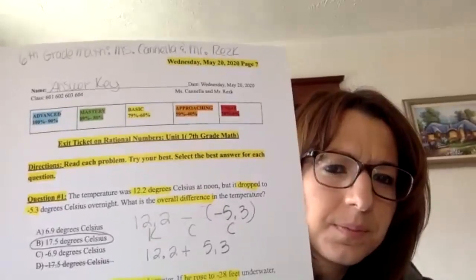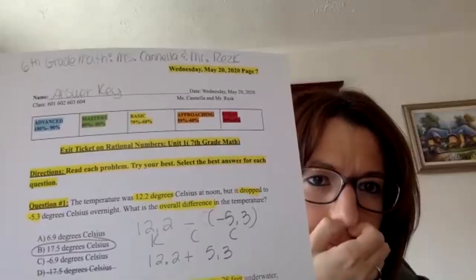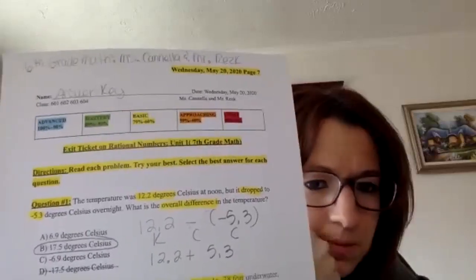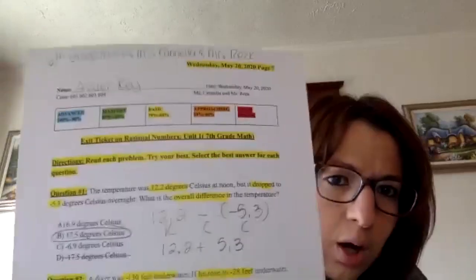I disagree because I don't know if I'm wrong or not because I just got here. But if it was to drop, it can't be 17.5 because it went over. If it dropped, but then it says here, what is the overall difference?